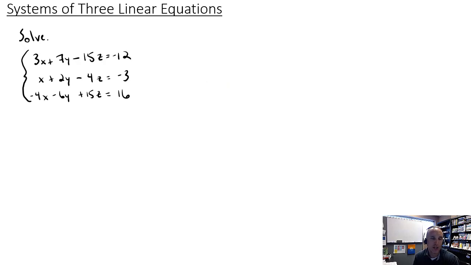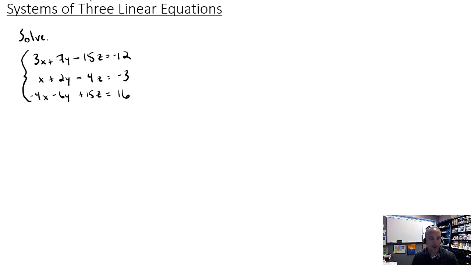So our first equation in this system is 3x plus 7y minus 15z equals negative 12. Then we have x plus 2y minus 4z equals negative 3. And our third equation is negative 4x minus 6y plus 15z equals 16.